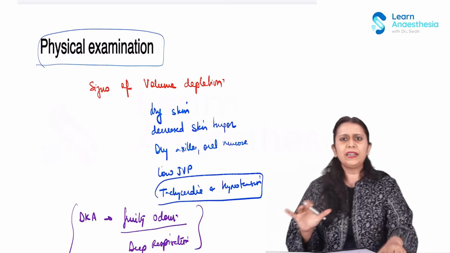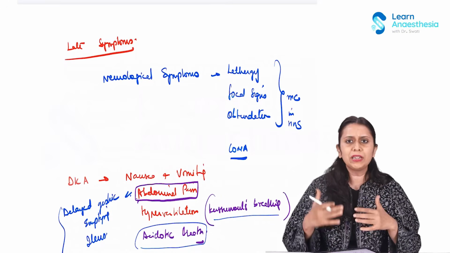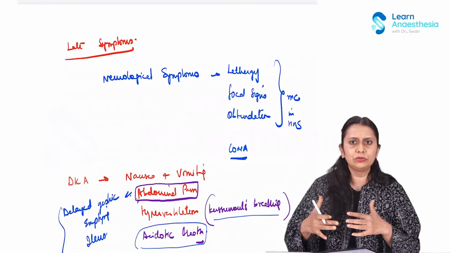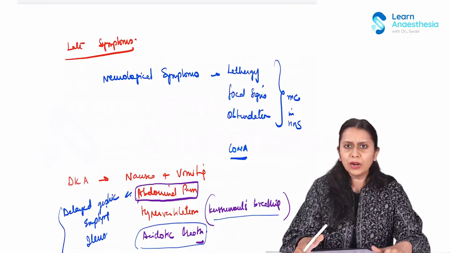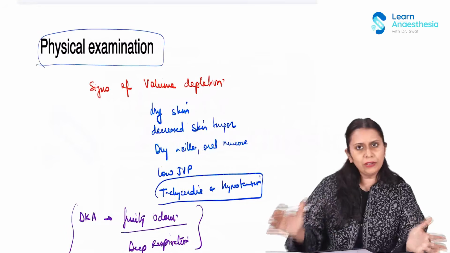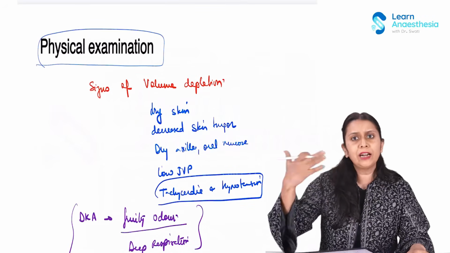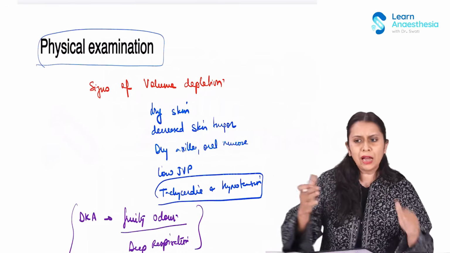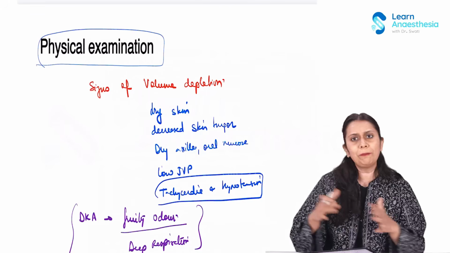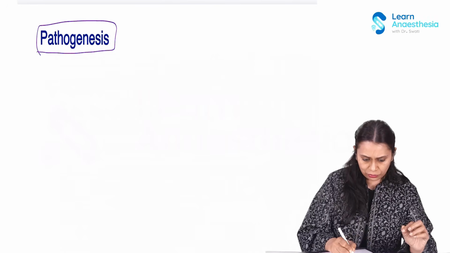Now, why are we getting these kinds of clinical features, and what is the metabolic derangement which happens in these two states? To understand that, we need to understand the metabolism of glucose. So before going any further and discussing their clinical presentation and diagnostic criteria, I would just very quickly discuss the pathogenesis. So let's talk about the pathogenesis of these two conditions.